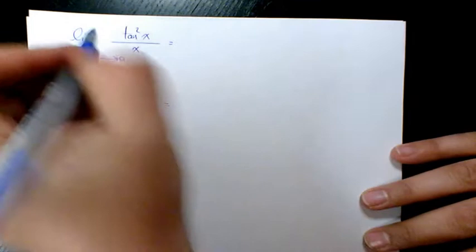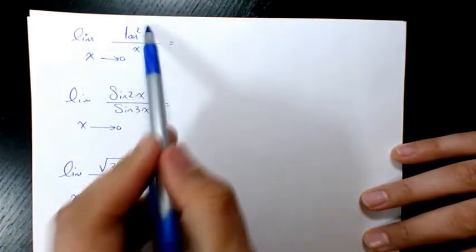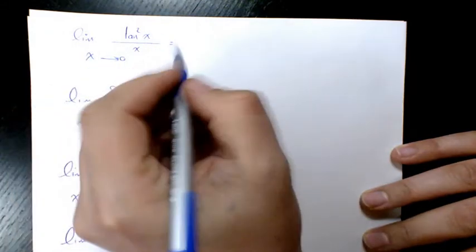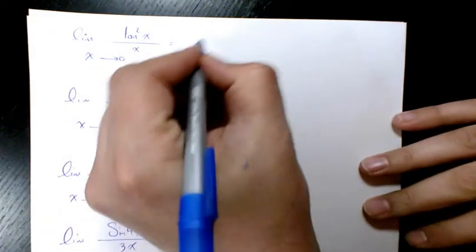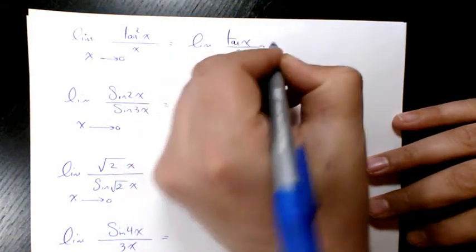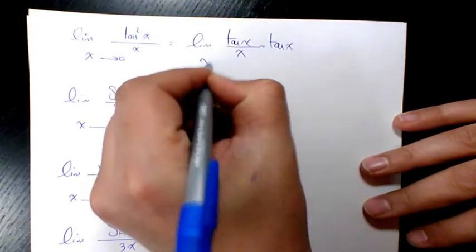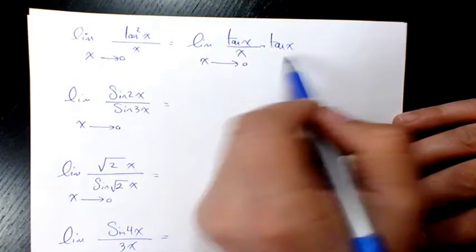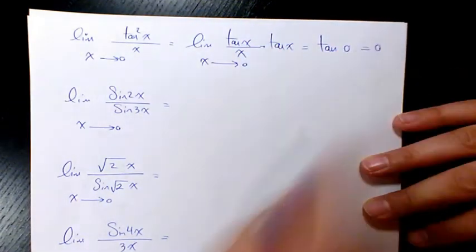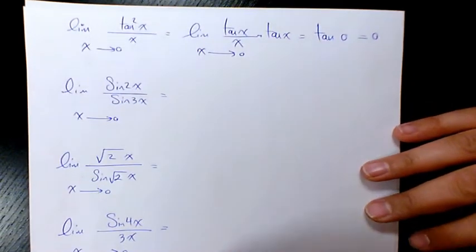Next one is limit of tan squared x over x when x is approaching 0. The answer is going to be tan x over x times tan x. This part is 1. Tan 0 is going to be 0. So the answer is going to be 0.